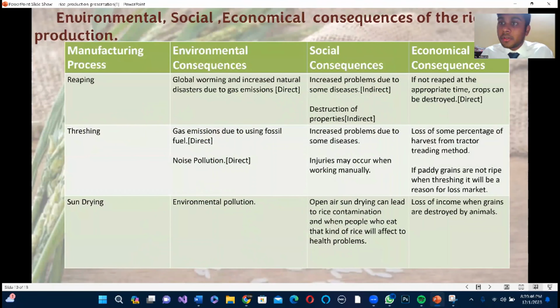Now, I'll be moving on and handing it over to Pumi for her to explain the environmental consequences, social consequences, and economic consequences of rice production. Thank you.